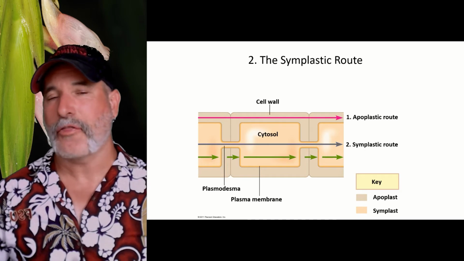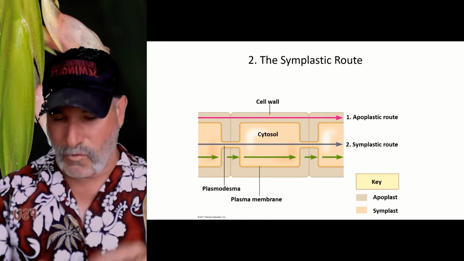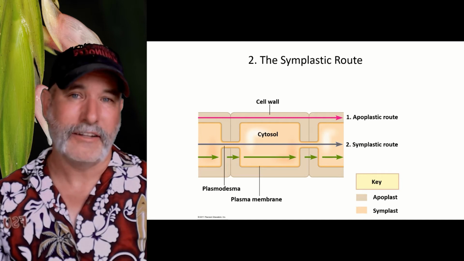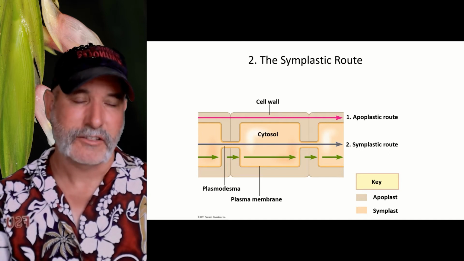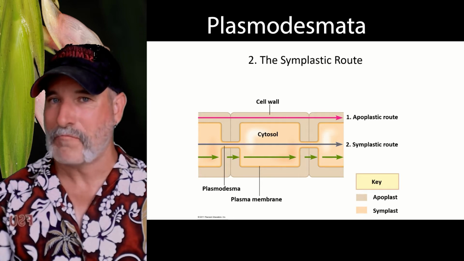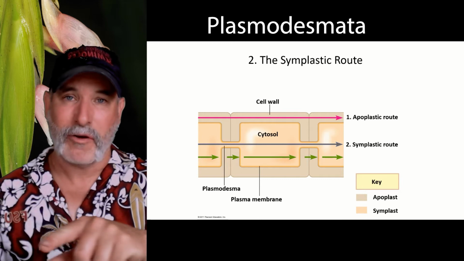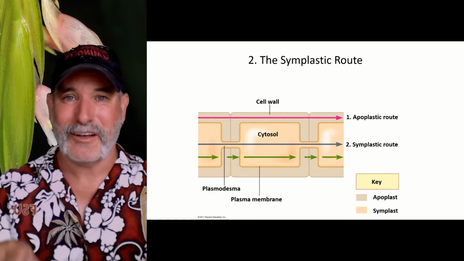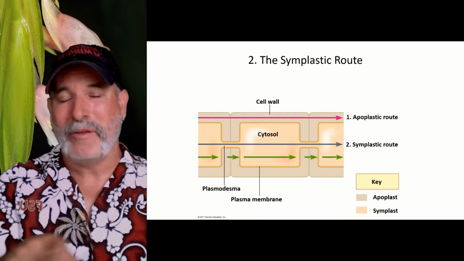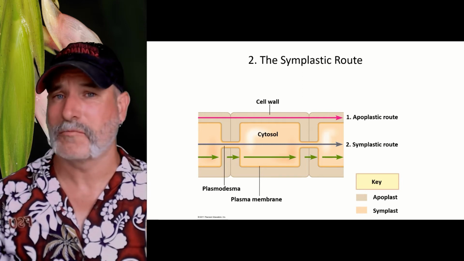Now the other route is the symplastic route. This is traveling through the membranes. Now remember, all your plant cells have a cell wall surrounding them, but adjacent plant cells are connected by a structure called the plasmodesmata. And the plasmodesmata actually has a cell membrane, connecting the two cells.